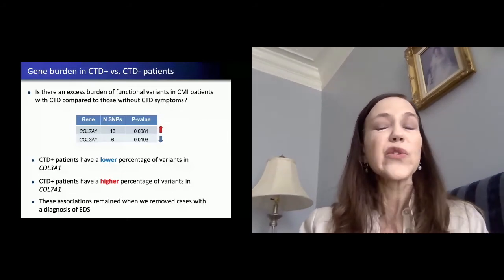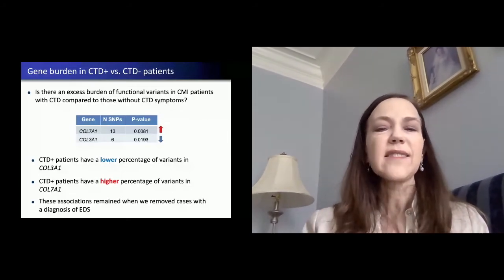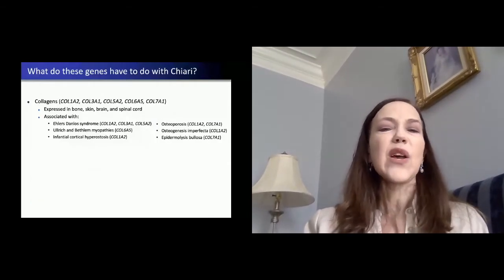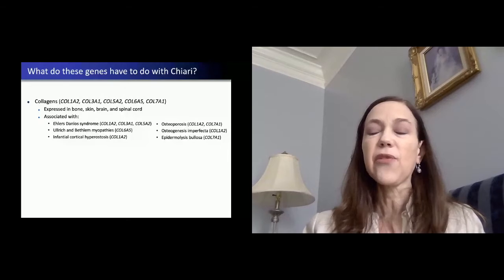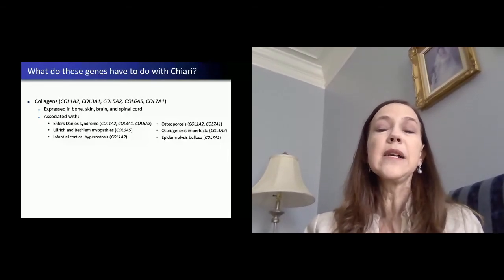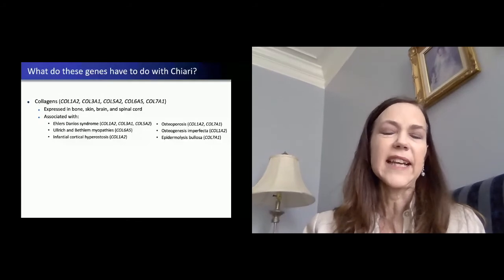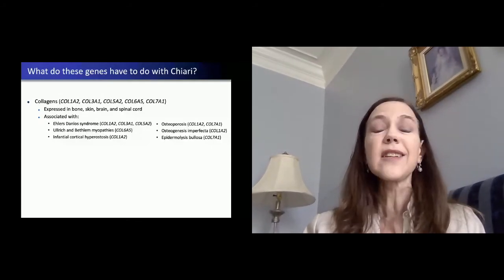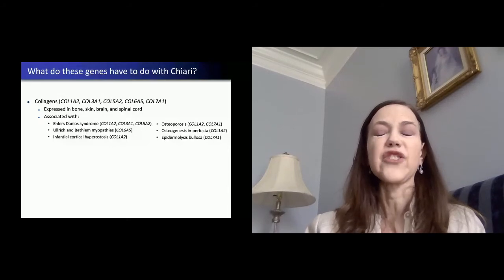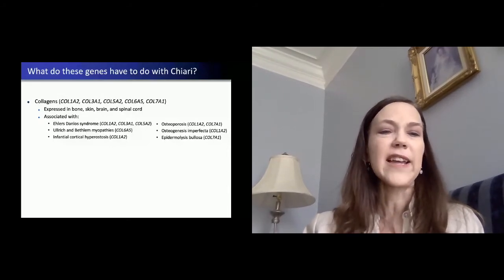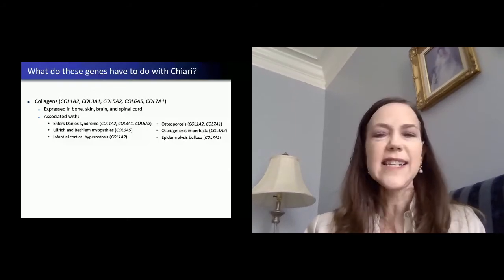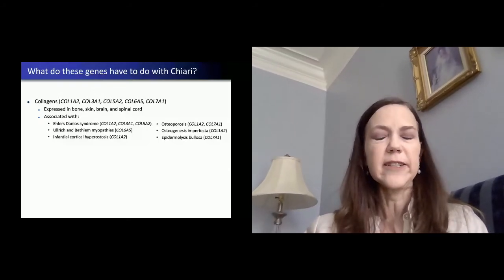Okay, so again, why are we excited about some of these genes that have been implicated? I already talked a little bit about the collagen genes. These are really exciting because they have been implicated in a number of conditions that often co-occur with Chiari malformation. And we know they're important for bone formation and growth and connective tissue.